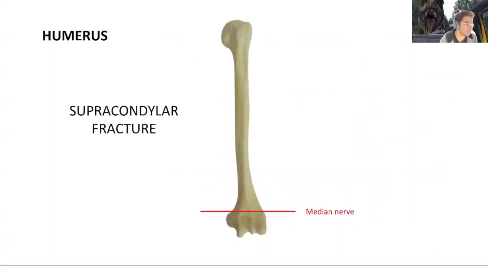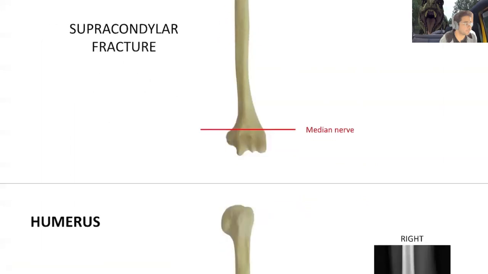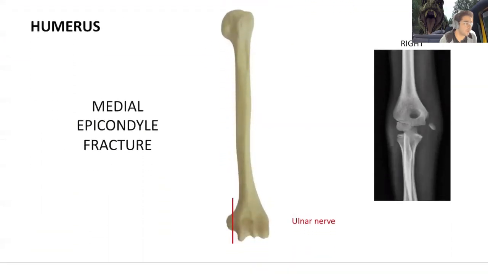This is the median nerve. This is supracondylar. Don't get it twisted with the epicondyle. So the median nerve is affected. Keep that in mind. Here you go. Epicondyle, that's the ulnar, right? Epi meaning more superficial. So medial epicondyle fracture, ulnar nerve, right?